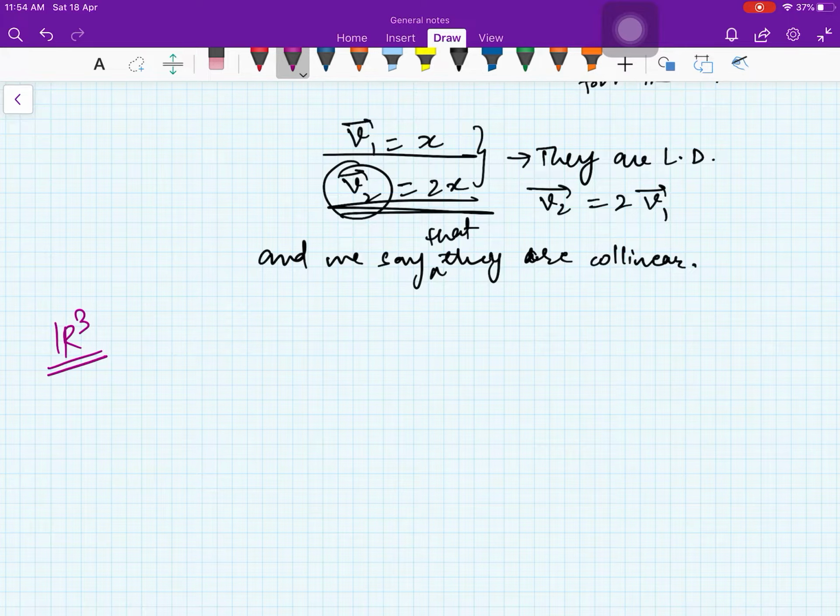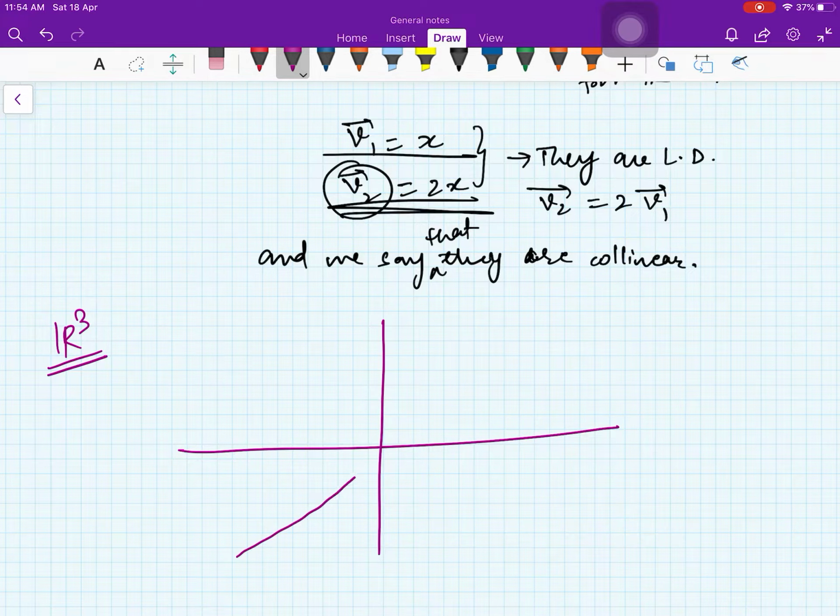Okay, now say you are in R3. You have this as your x-axis, say this is the y-axis, and this is your z-axis.